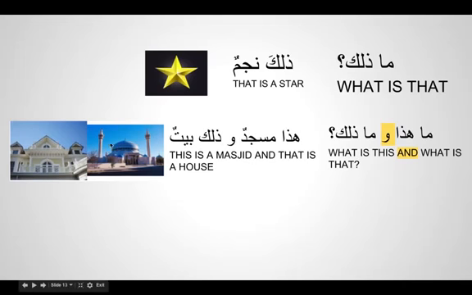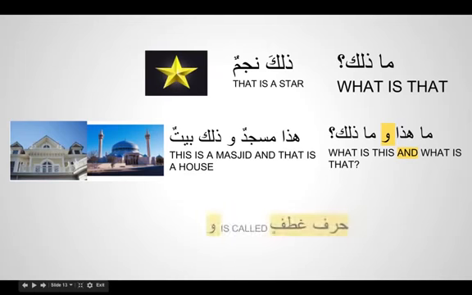So hadha masjidun wa dhalika baytun. This is a masjid and that is a house. If you see here, we've used another word, waw. So we have to learn a little bit about this waw. What is this waw doing in a sentence? It means and.